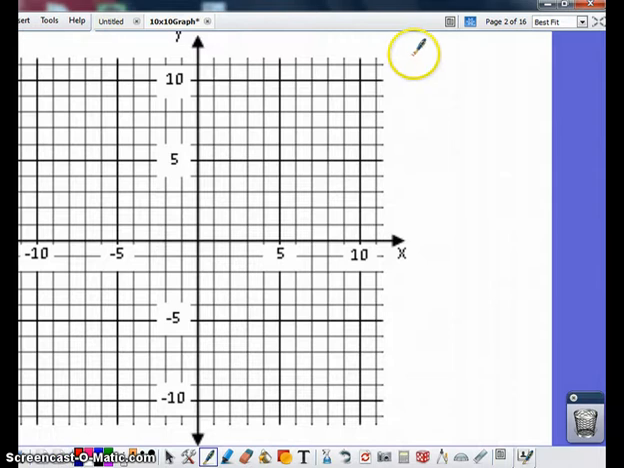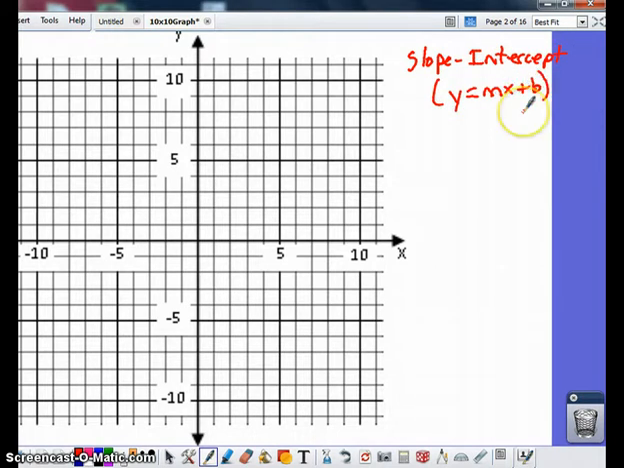The second way to do it is slope-intercept. Most people just call this y equals mx plus b. That's what slope-intercept is, because that's the slope, and that's the y-intercept. So if I had the same, well, let me do a -2/3 x plus 2. So m is -2/3, and your y-intercept is 2.